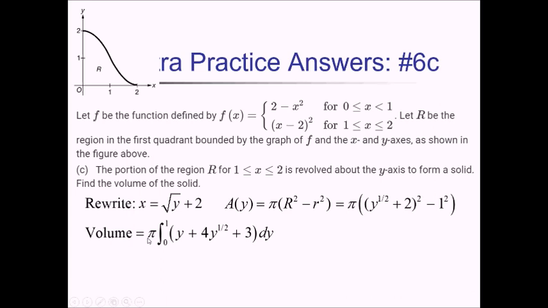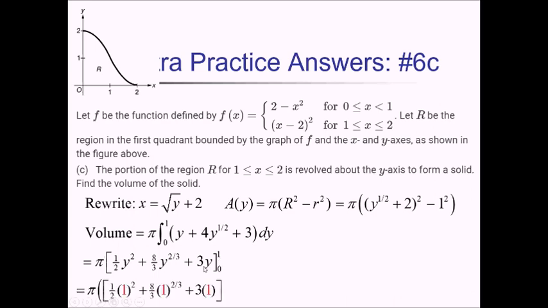I've got the pi out front. This is going to be 1/2 y squared. This bumps up to a 3/2, so we're multiplying by 2/3, so 4 over 3 y to the 3/2. And this now is going to be a 3y. This is evaluated from 0 to 1, so I have pi times all this stuff with 1 plugged in, minus all this stuff with 0 plugged in. That's in a big parentheses with a pi outside. All the stuff with 0 is just gone. I don't have to simplify here, but I'm going to.